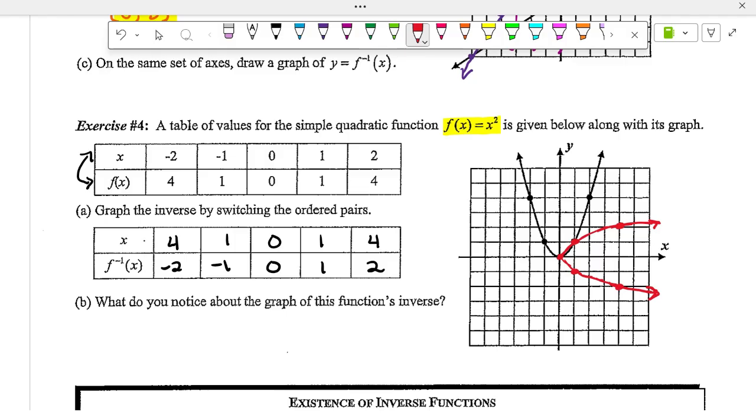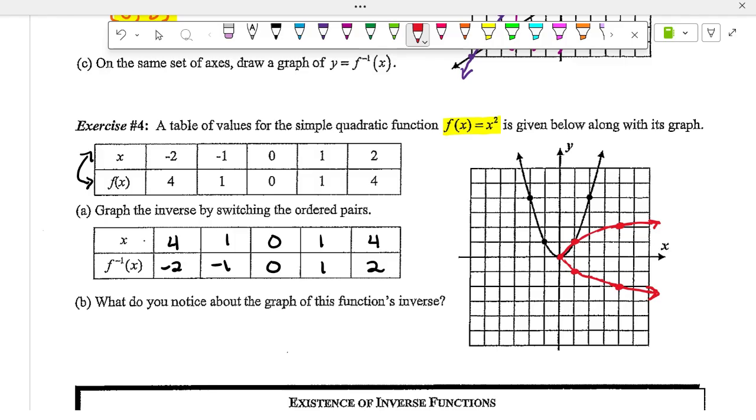So what do you notice about this graph? So we already heard that it's rotated. Could it also be reflected? Technically, yes. Over what line? Not quite. Not y over x, but you're close. y equals x. All right.